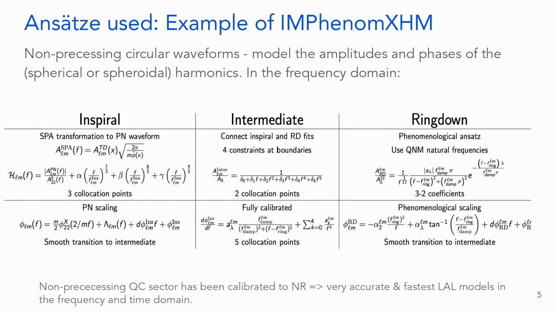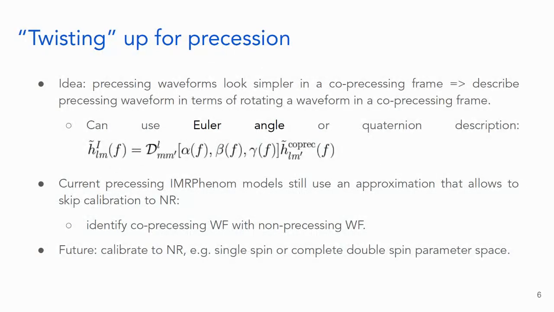So in the aligned spin case, these fits have been done using numerical relativity simulations. However, for the precessing case, this is more difficult. It's more difficult because in the precessing case, we have a much higher dimensionality, and it's more challenging to fit to numerical relativity.